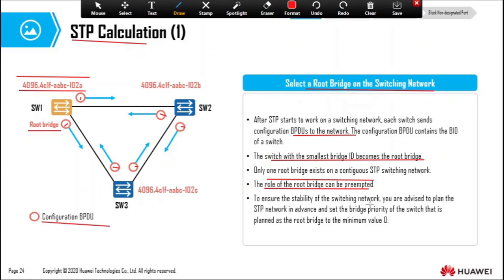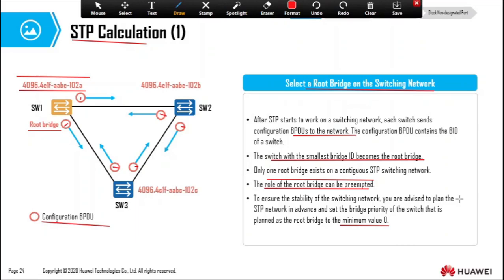To ensure the stability of the switching network, you are advised to plan the STP network in advance and set the bridge priority of the switch that is planned as the root bridge to the minimum value, which is 0. Normally we want the most powerful switch, or the switch at the aggregation layer, to act as the root bridge. So in order to ensure that it's the one that will be elected as the root bridge, we configure it with a root priority of 0. Automatically, if an election occurs, it's the one that is going to be elected.